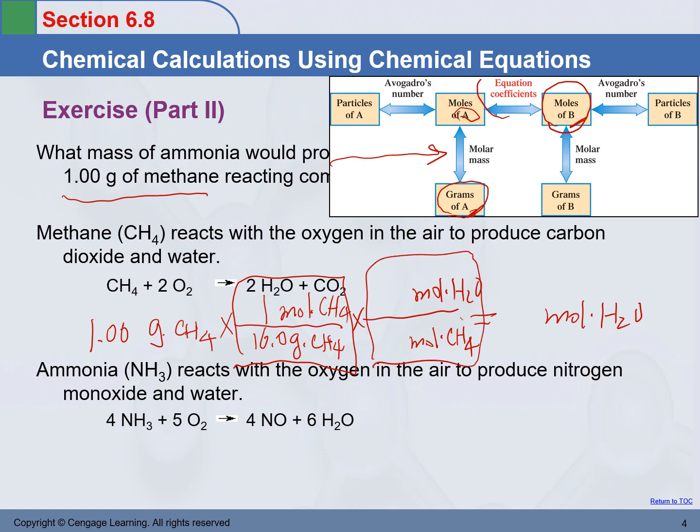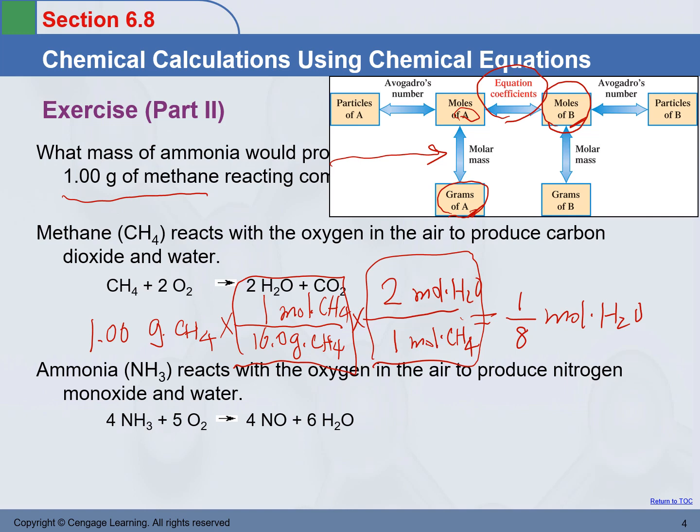These are the equation coefficients. In front of the methane, the coefficient is 1. In front of the water in the equation, the coefficient is 2. The setup is done. Do the calculation. You're going to get 1/8 moles of water. When 1 grams of methane reacts with oxygen completely, it will produce 1/8 moles of water.